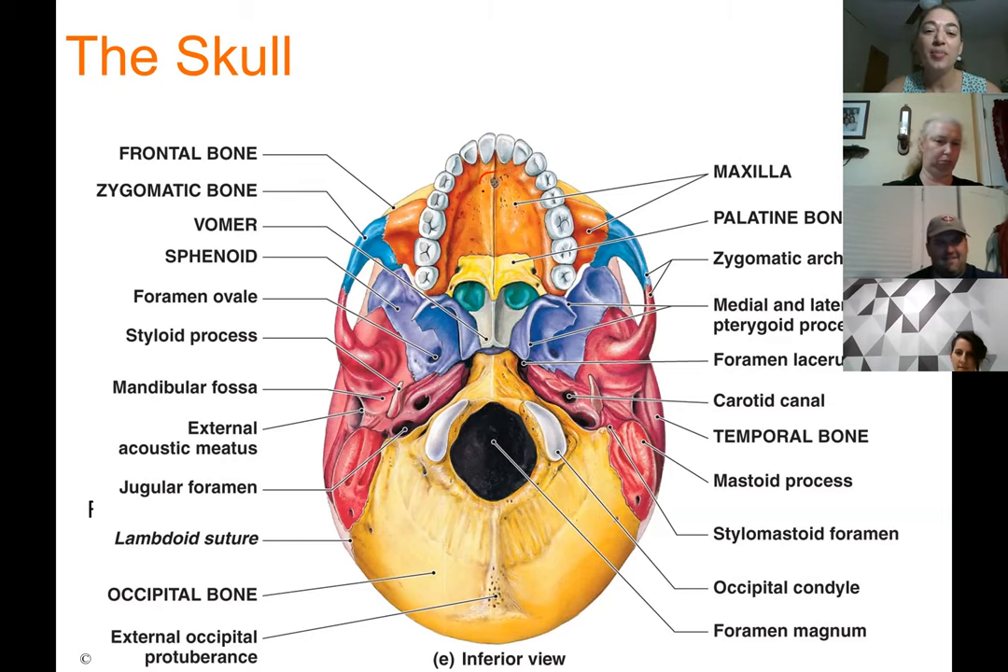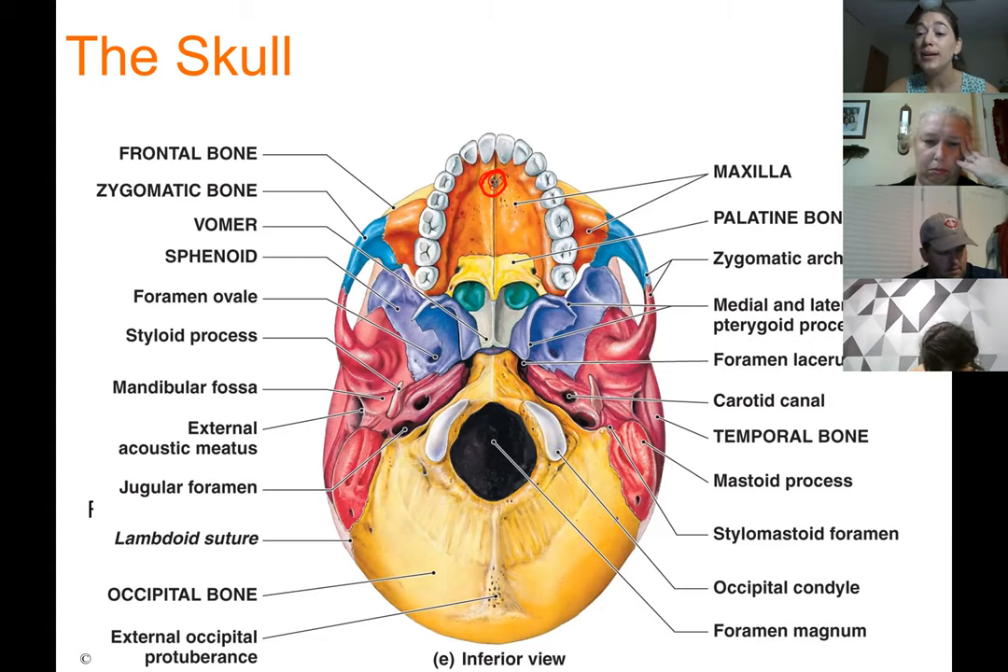Let's start right here between the two front teeth. This is the inside, the roof of your mouth that you're looking at, okay? Looking at the underside of the skull, the inferior view. Right behind your two front teeth is a foramen. That is your incisive foramen. Sometimes it's called the incisive fossa.